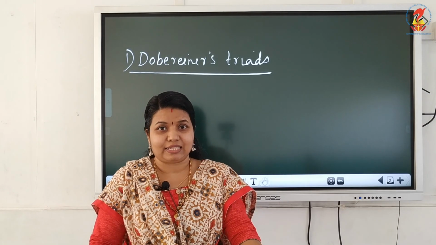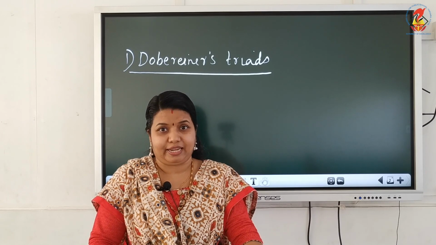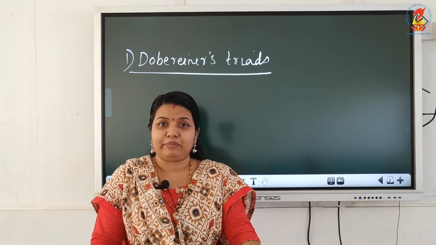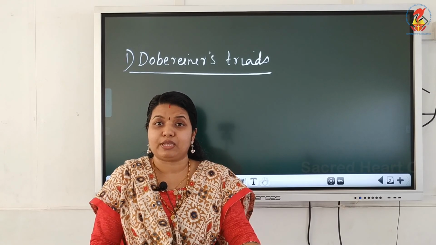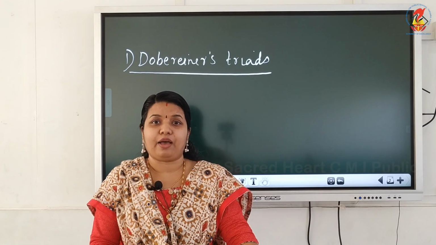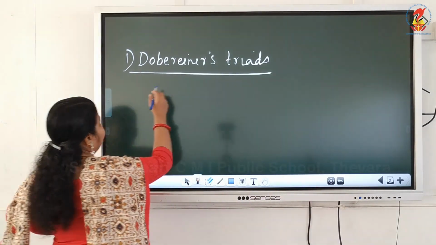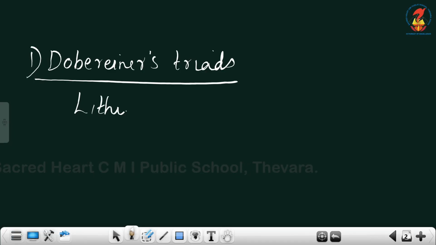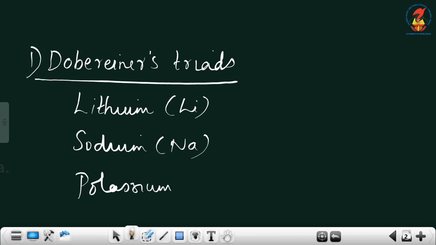So, he arranged the elements with similar chemical properties into clusters of three known as triads, and he also said that when these elements in a triad are written in the increasing order of atomic mass, then the atomic mass of the middle element will be roughly the average of the atomic mass of the other two elements. For example, one of the triads made by Döbereiner was lithium, sodium, potassium. This was the simplest triad made by Döbereiner.